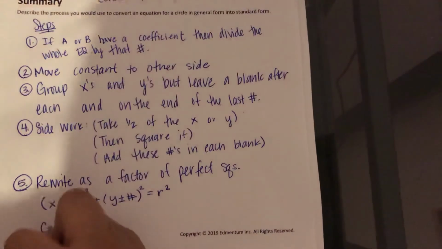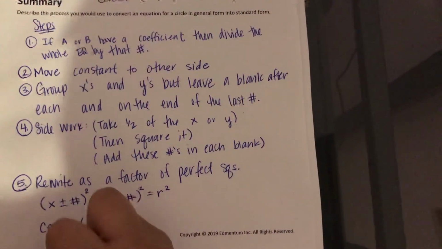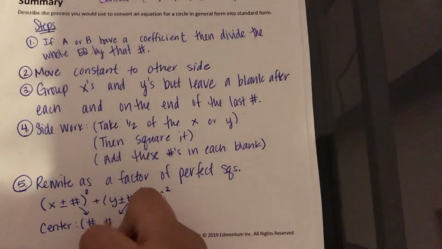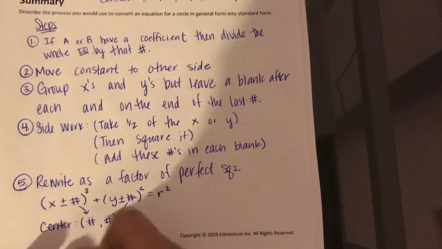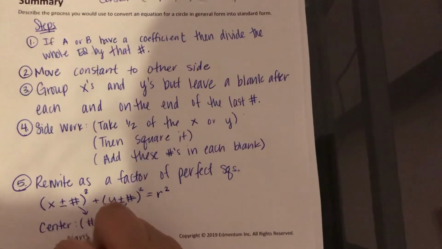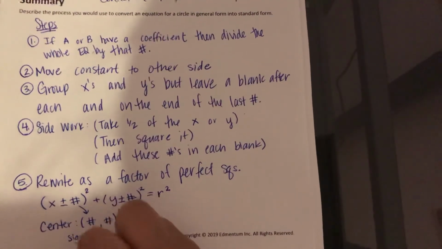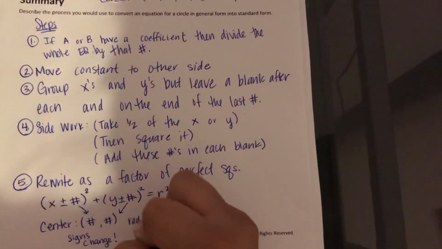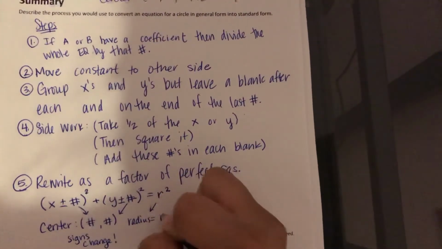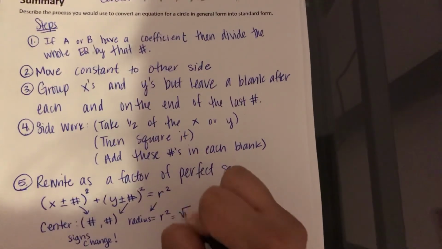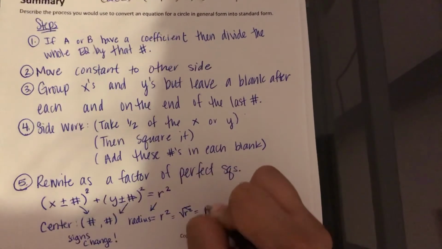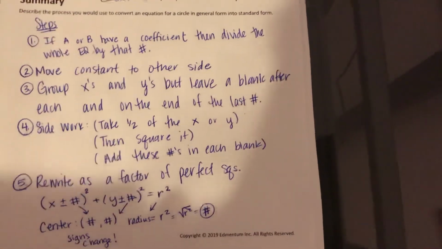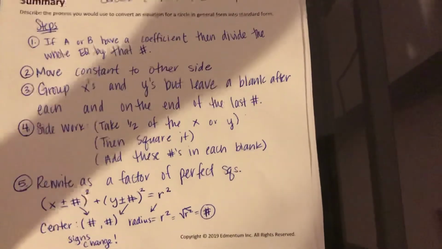If you were looking at the center, it will be this number and this number, but do not forget that your signs change. Okay? And then finally, remember, your radius is equal to r squared, but then you have to take the square root of it, and that's going to give you your final number. So r squared is not your final number. It's whenever you take the square root of it that is your final number.